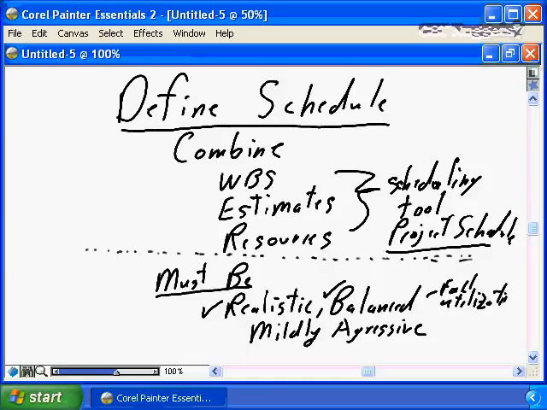And finally, I believe a project schedule needs to be mildly aggressive. We don't want to pad the estimates with so much fluff that the project schedule, instead of being a 6-month project, becomes a 12-month project. And as soon as you submit the 12-month project to senior management for approval, they're going to say, no, this project isn't approved, it's going to take too long, it's going to cost too much money.